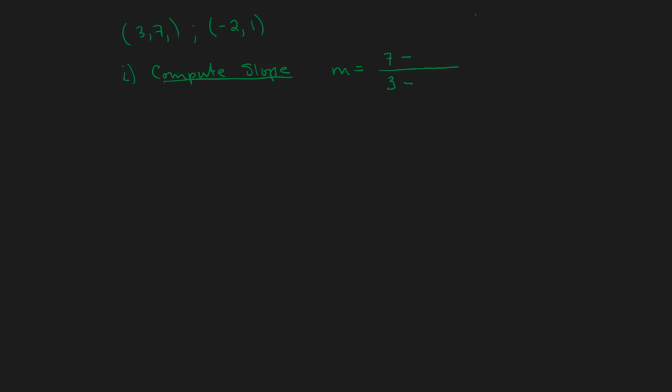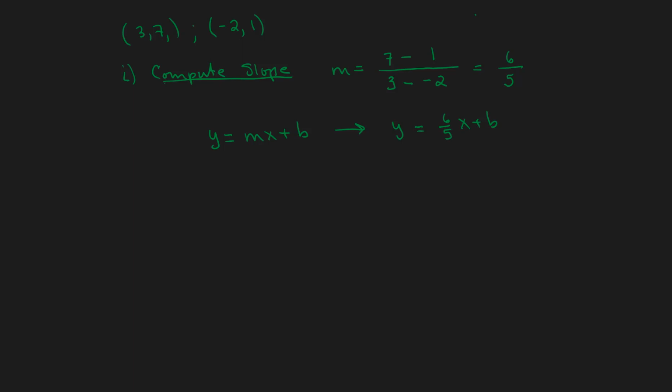Now I turn to the second point, which is the point -2, 1. I'm going to put my -2, which is the x value there, and 1, which is my y value there. This is then going to give me a slope of 6 over 3 minus a -2, which is 5. That will not reduce or simplify. At this point, I now have part of my equation, y equals mx plus b, in place. I have the slope. It's going to be 6 over 5 x plus b. I still need to compute the value of b.